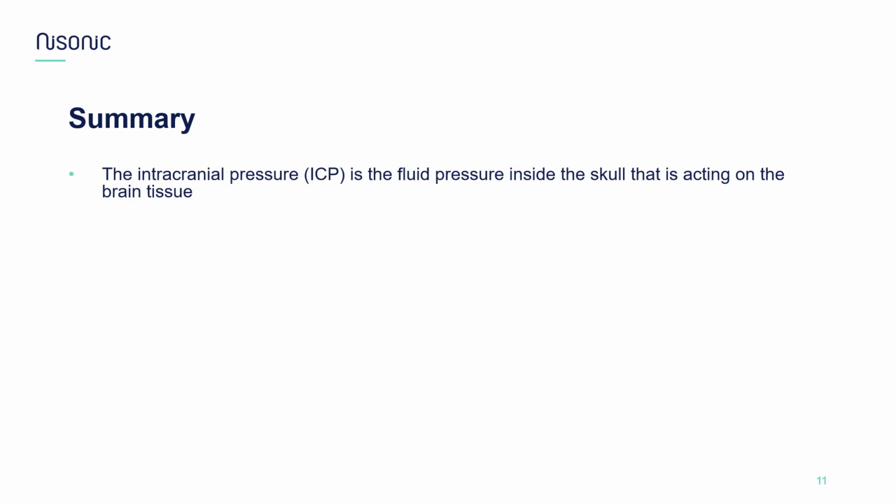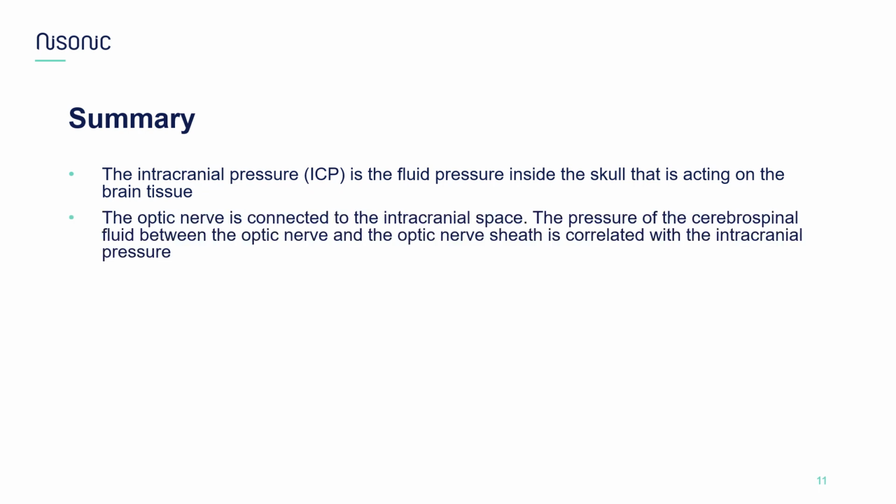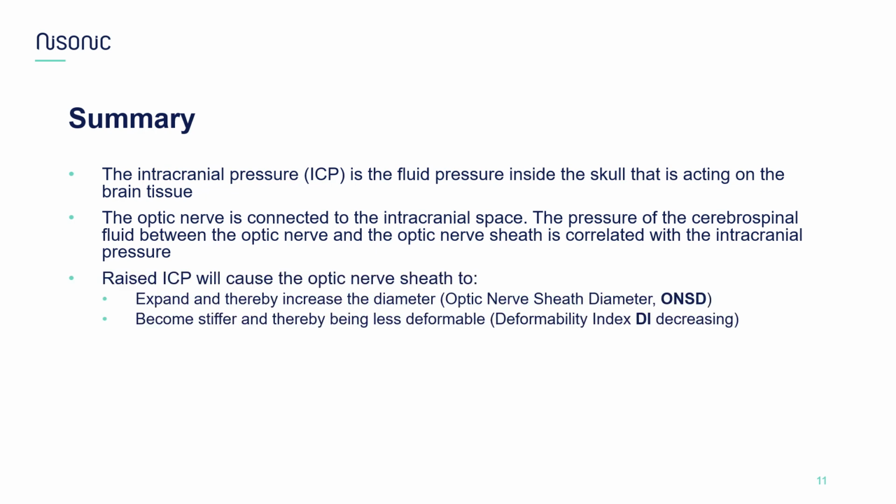So to summarize, the ICP is the fluid pressure inside the skull that is acting on the brain tissue. The optic nerve is connected to the intracranial space. The pressure of the cerebrospinal fluid between the optic nerve and the optic nerve sheath is correlated with the intracranial pressure. Raised ICP will cause the optic nerve sheath to expand, and thereby the diameter will increase, and it will also become stiffer and thereby less deformable, so the deformability index will be lower.